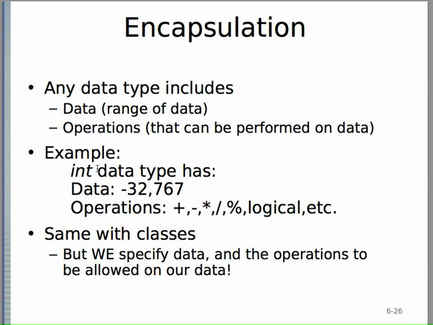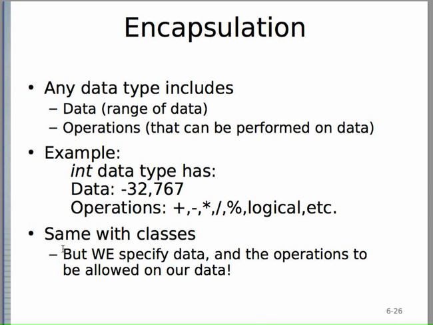So for example, take the simple primitive data types like int has data value, let's say negative 32,767, just happens to be the value that was, let's say, in some variable. And then you can perform all kinds of operations. You can add another int and get another int out as a result. You can subtract, multiply, divide, mod, and do some logical operations, like relational operators like greater than, less than, and so on.